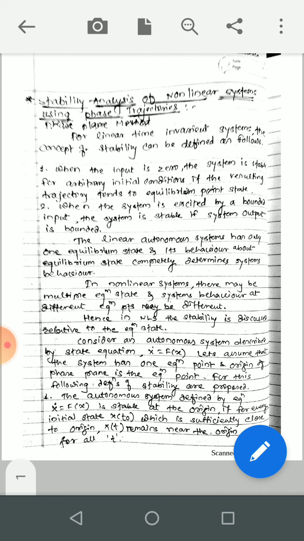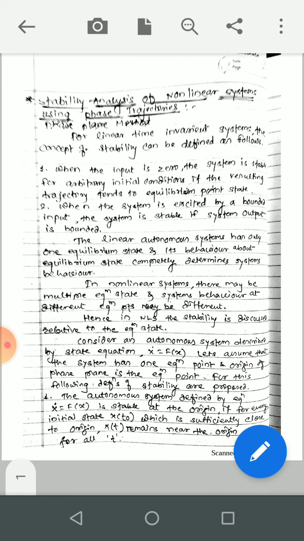When the input is 0, the system is stable for arbitrary initial conditions if the resulting trajectory tends to the equilibrium state. Second, when the system is excited by a bounded input, the system is stable if the system yields a bounded output. So the linear autonomous system has only one equilibrium state and its behavior about the equilibrium state completely determines the system behavior.